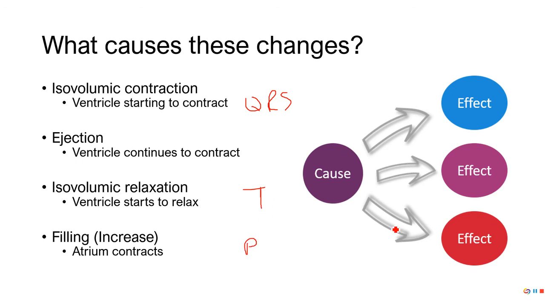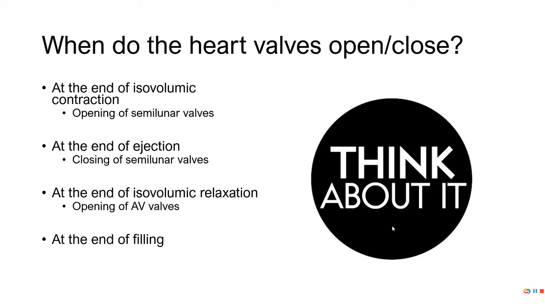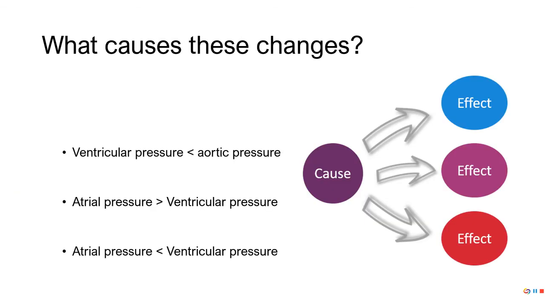So when do these heart valves open and close? I want you to think about when these valves open or close, because that's how we're ending one phase and going to another. So at the end of isovolumic contraction, the semilunar valves open. At the end of ejection, those valves close. At the end of isovolumic relaxation, the AV valves open. And at the end of filling, they close. And remember, this is a cycle. And so after this, we come back here, right? So you open a set and then close that set. And then you open the other set and close that set. And it keeps going on and on and on. So what's causing these?